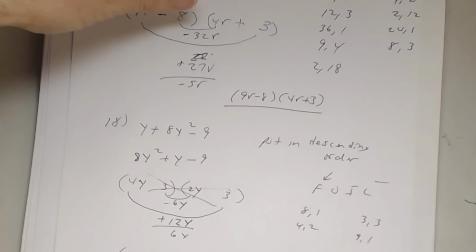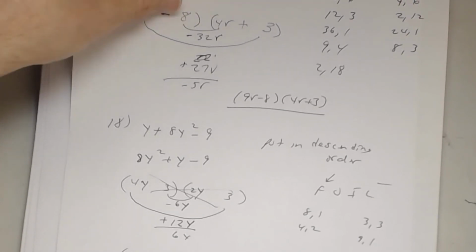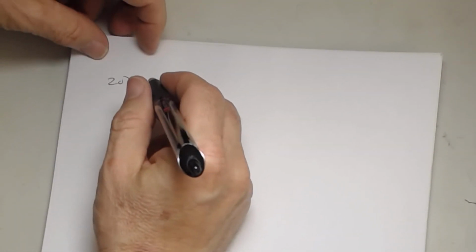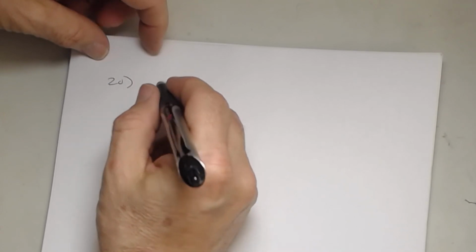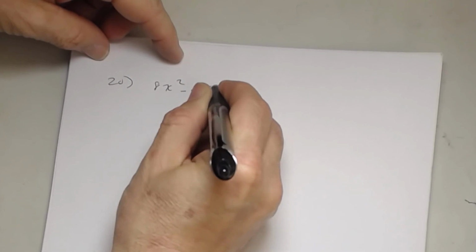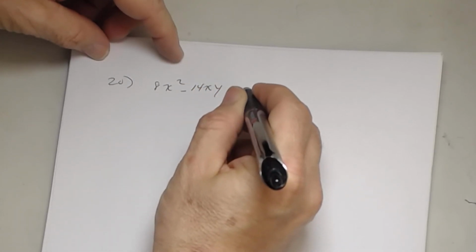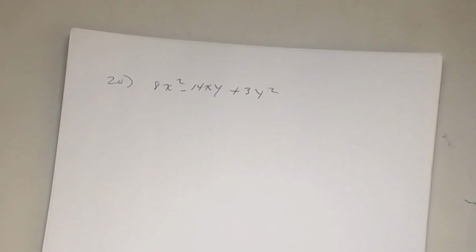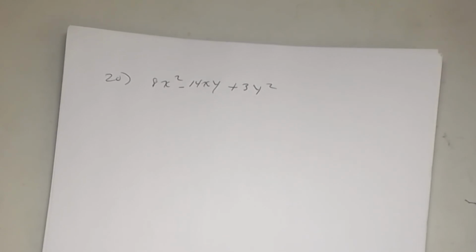Okay, number 20. We have 8x squared minus 14xy plus 3y squared. So 8x squared minus 14xy plus 3y squared.